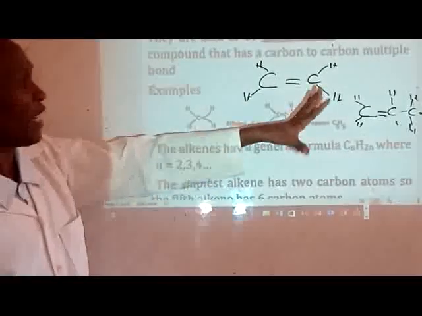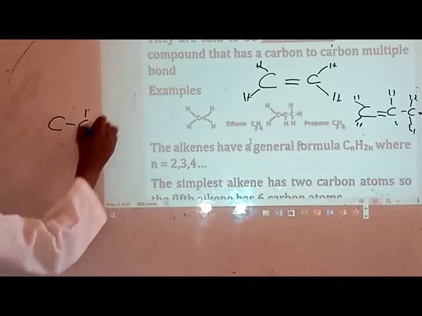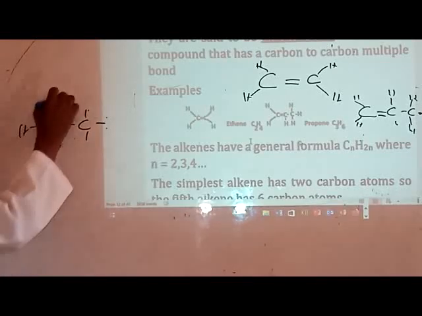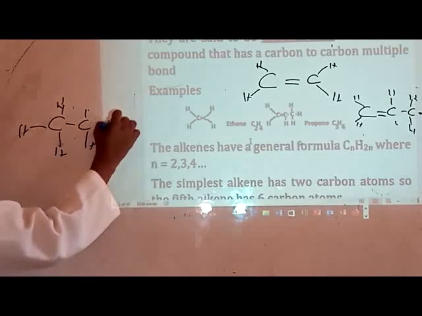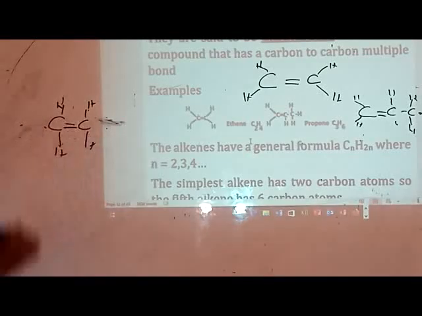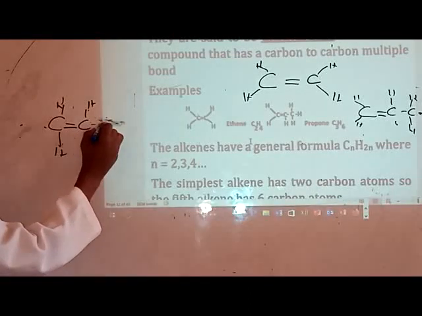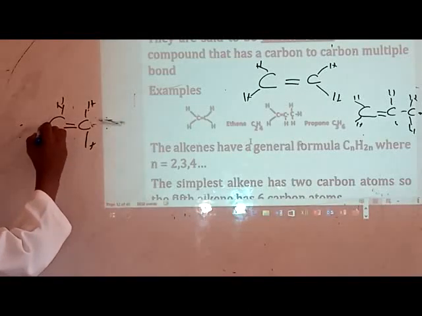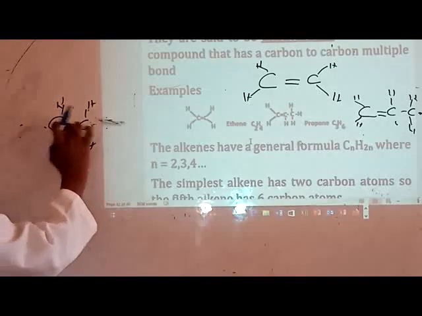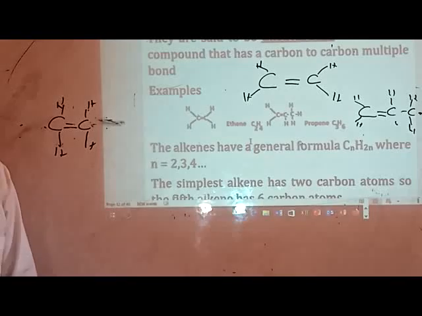Now to obtain an alkene from an alkane, what have I done? So this is ethane. I have removed that and removed that so that I can make a double bond. I need 2 electrons. This electron that was used here, bring it back. This electron that was used here, bring it back. Then use the 2 to make a double bond. So I have to remove 2 hydrogens so that I can put a double bond.